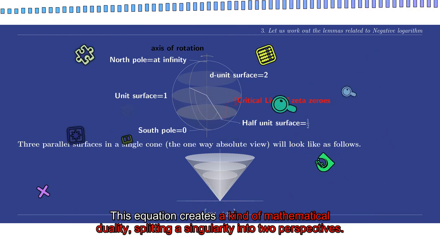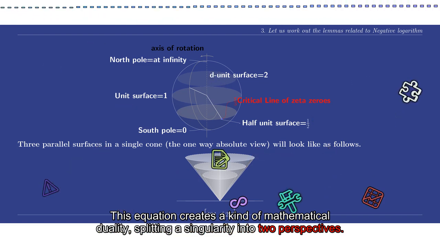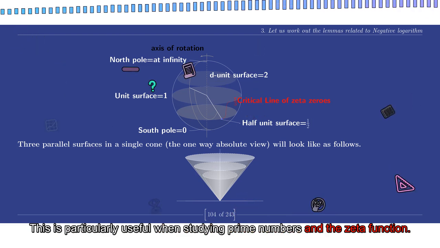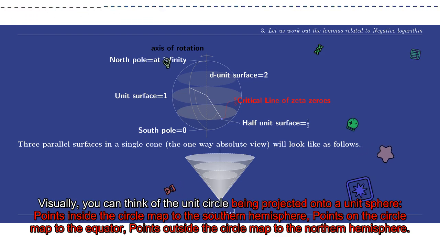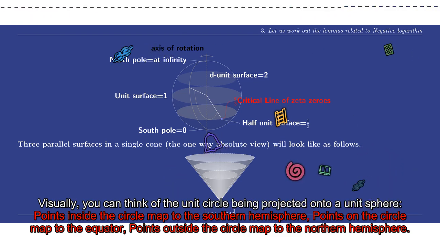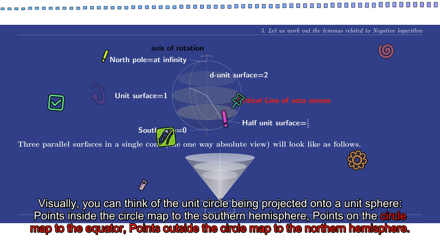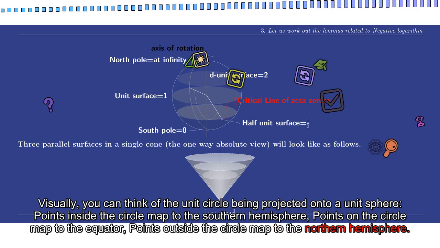This equation creates a kind of mathematical duality, splitting a singularity into two perspectives. This is particularly useful when studying prime numbers and the zeta function. Visually, you can think of the unit circle being projected onto a unit sphere. Points inside the circle map to the southern hemisphere, points on the circle map to the equator, points outside the circle map to the northern hemisphere.